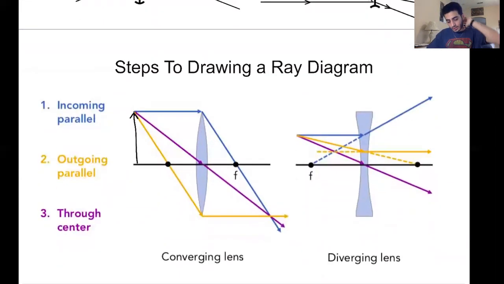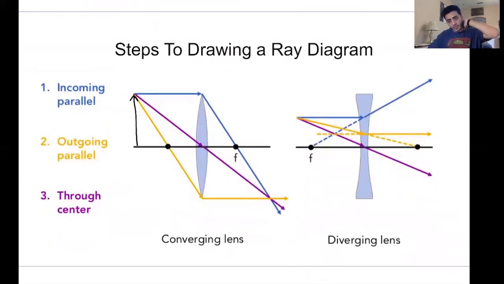Dr. Anderson didn't really cover this too much, so I won't spend too much time on it. But if on the exam you need to draw a ray diagram, this is how you do it. For a converging lens, it's super simple. It's way easier. So we have this image right here. I drew this.